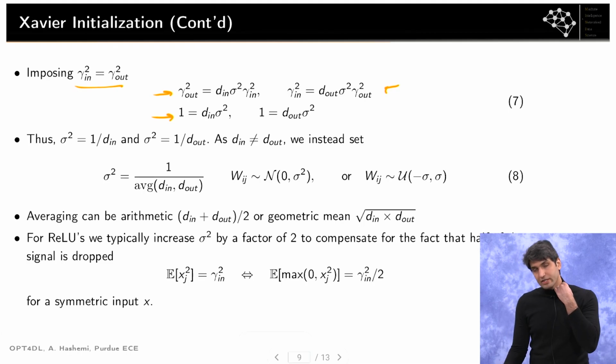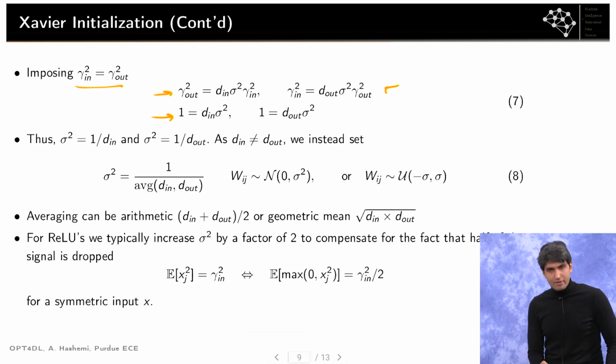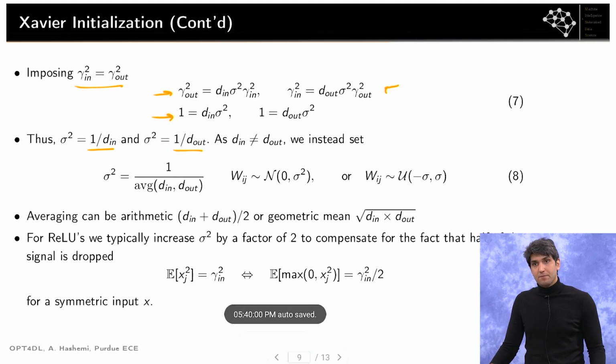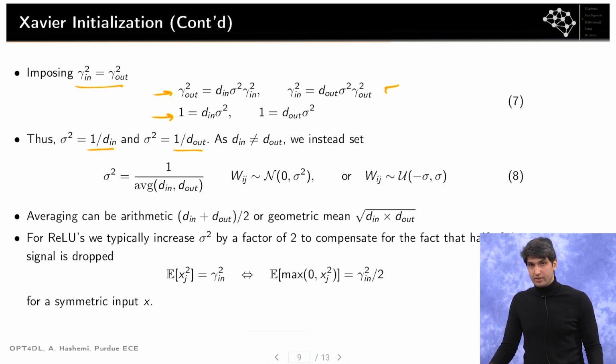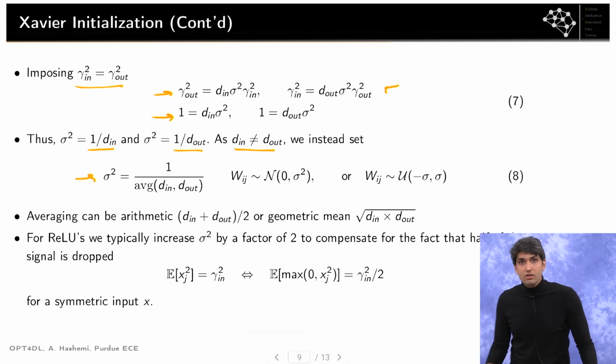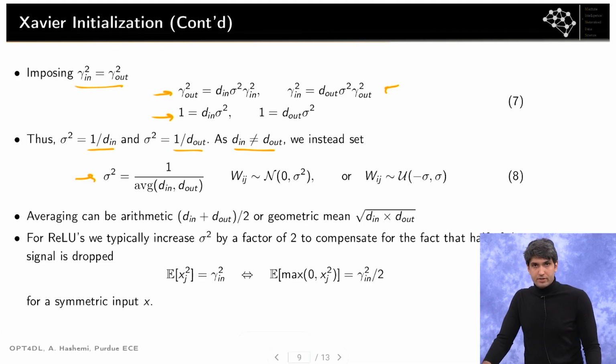So 1 is equal to d in times sigma square, and also 1 is equal to d out times sigma square. Basically, we want sigma square to be the reciprocal, 1 over d in, and also we want sigma square to be the reciprocal, 1 over d out. In many cases, d out and d in are not the same. We are changing, let's say, the size of the image as we process it in the network. So we settle for the following: we set sigma square to be the reciprocal of the average of d out and d in.